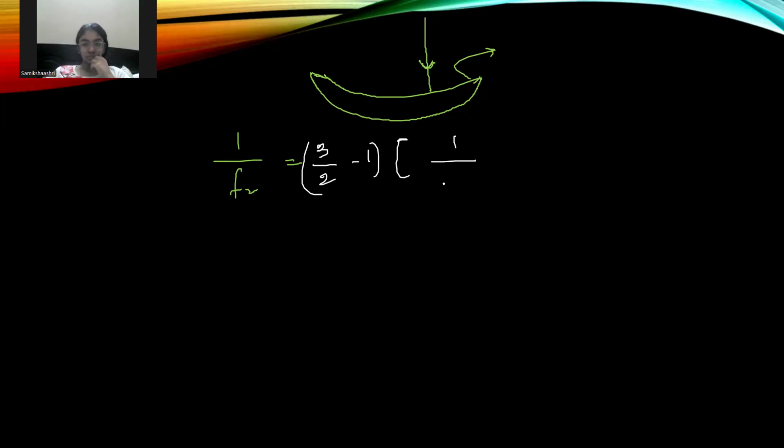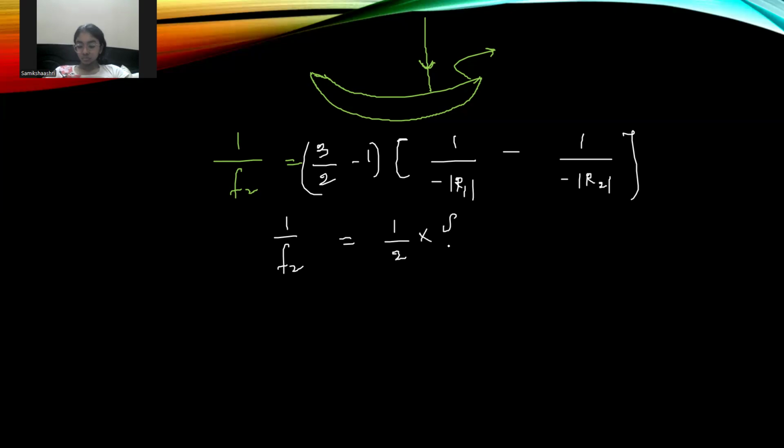This is minus that is, understood? Any doubt or not? Tell me. No, sir. So 1 upon F2 will be what? That is how much? 1 upon mod R2 like this.